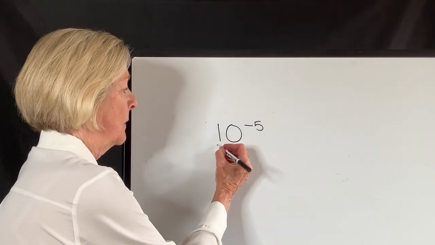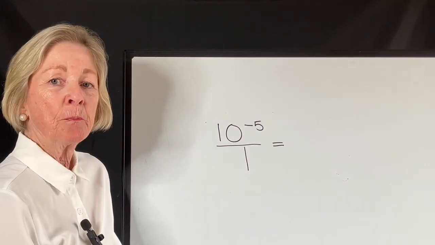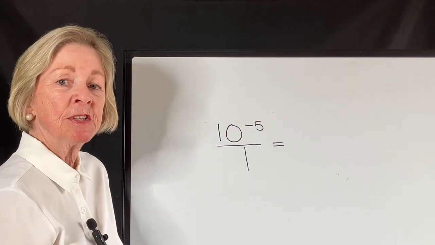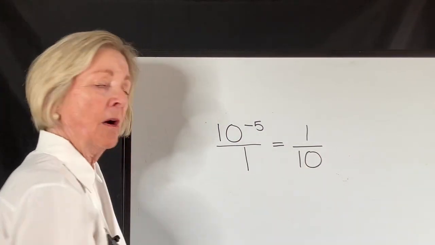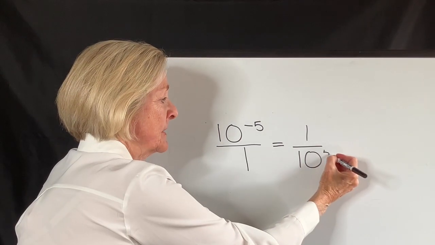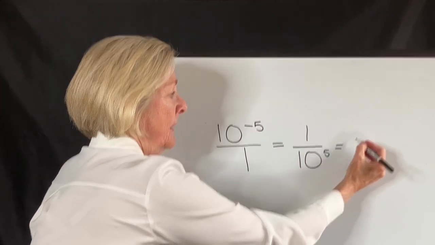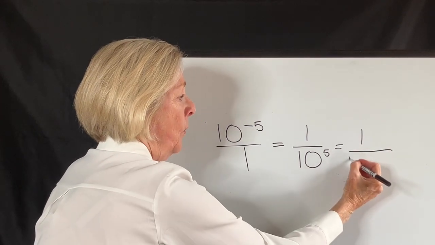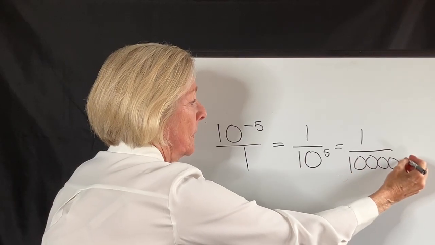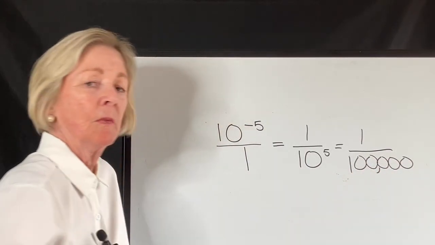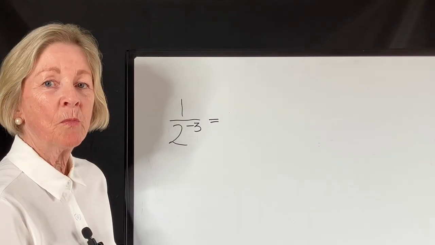Here we have 10 raised to the power of negative 5. I first put this over 1. A base or number with a negative exponent is equal to its reciprocal of the base or number with a positive exponent. 1 over 10 to the 5th equals a 1 over a 1 with 5 zeros, or 1 over 100,000. Let's look at one more.